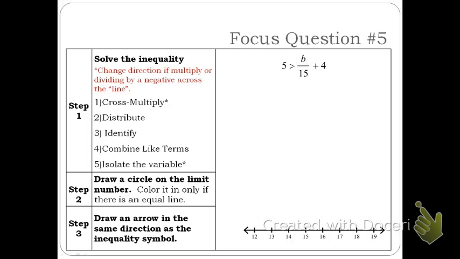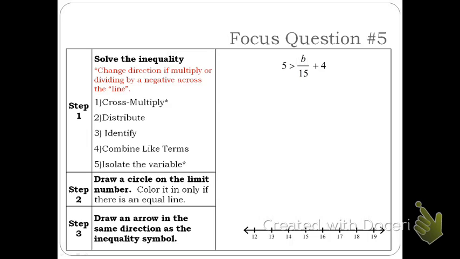The steps for solving 2-step inequalities are exactly the same as 2-step equations. So we're going to follow all those same rules of cross multiply, distribute, combine like terms, and isolate the variable. Once again, remember, if you ever have to multiply or divide by a negative number, you will change the direction of your inequality. Same with isolating the variable.